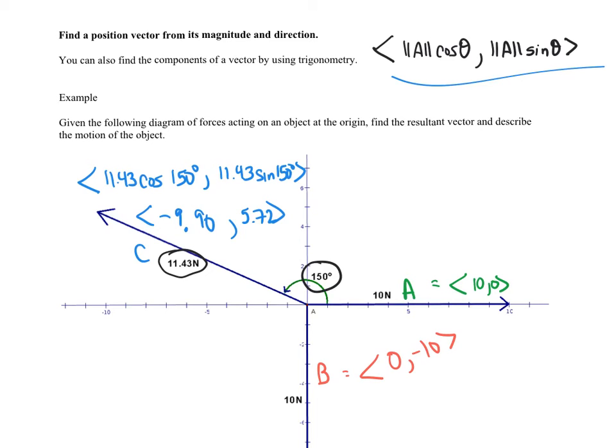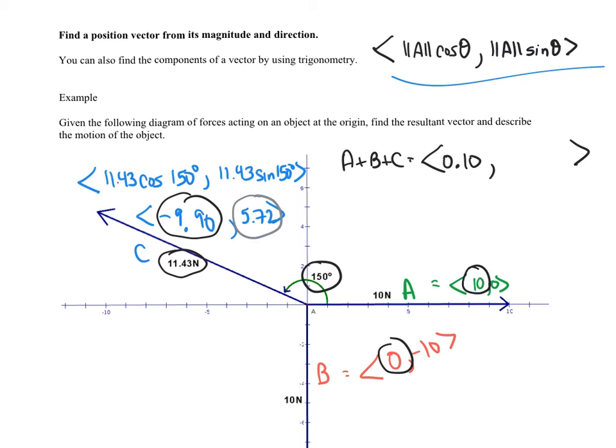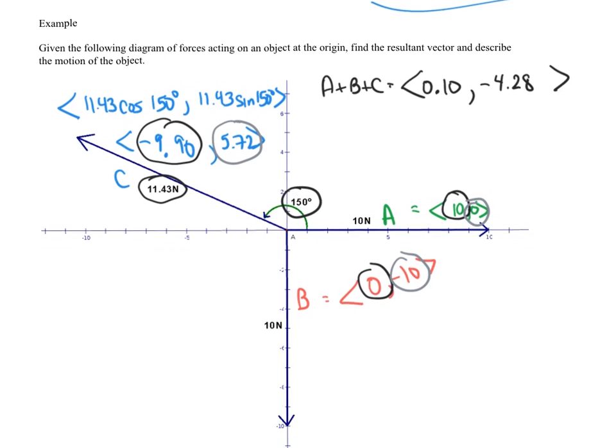So now when I'm adding all these together, vector A plus B plus C, for the x part, we're going to take 10 plus 0 plus negative 9.90. So that is going to give us positive 0.10. And for the y part, we'll take 5.72 plus 0 plus a negative 10, which is going to give us negative 4.28. So this is going to be my new vector. This is going to be the vector of all these added together.